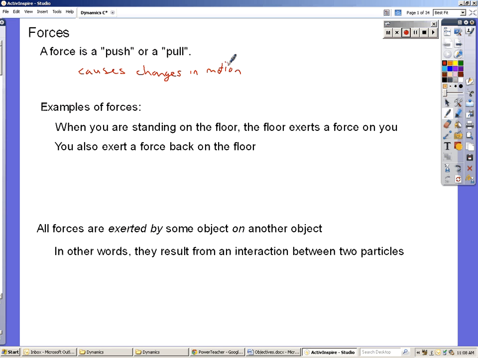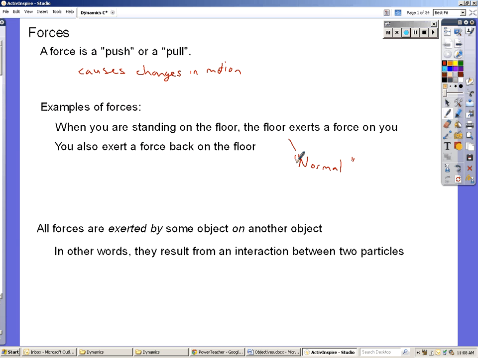Some examples of forces. When you're standing, the floor exerts a force on you, that's why you don't fall down, but you will also exert a force back on the floor. And if you want to prove that to yourself, with some floors at least, you can actually show that they move ever so slightly when you walk on them. By the way, we call this a normal force. It's a piece of vocabulary you ought to remember. Now you know what it means.